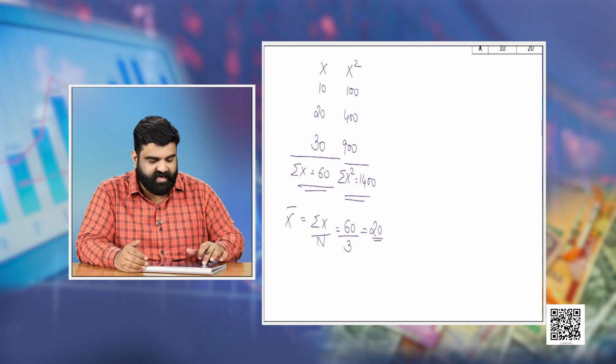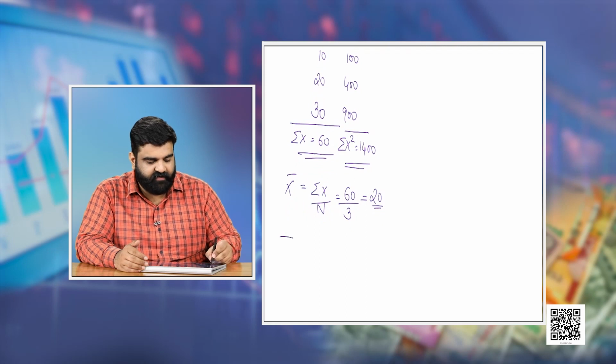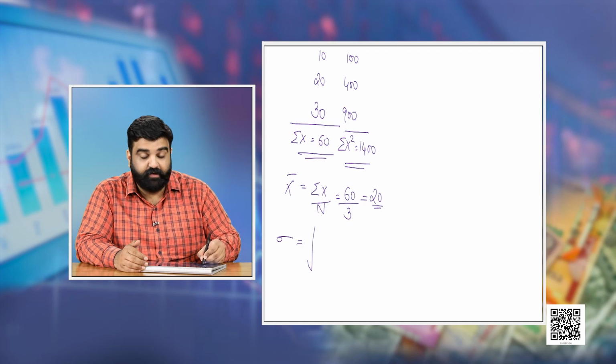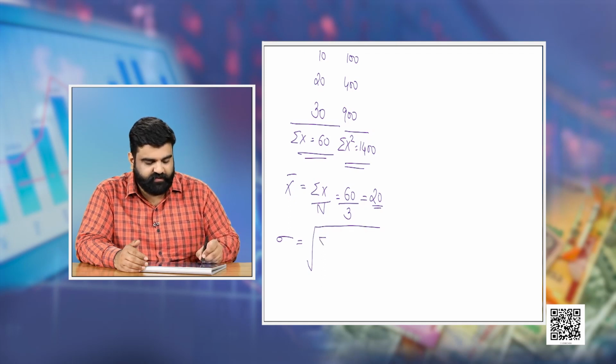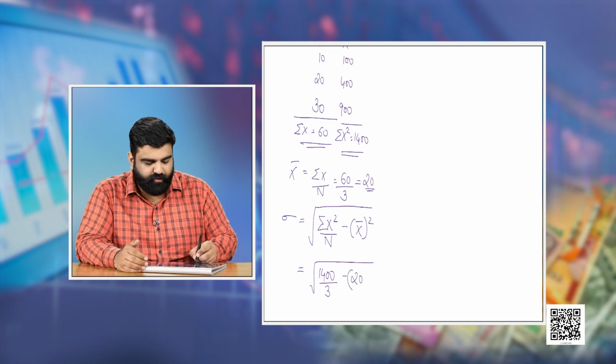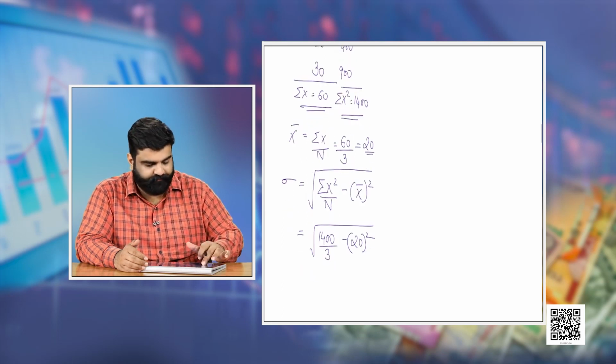Now let us calculate the standard deviation. Standard deviation is shown by this sign, and the formula according to the direct method is the square root of sigma x square by n minus mean square. So we have 1400 by 3 minus 20 square.